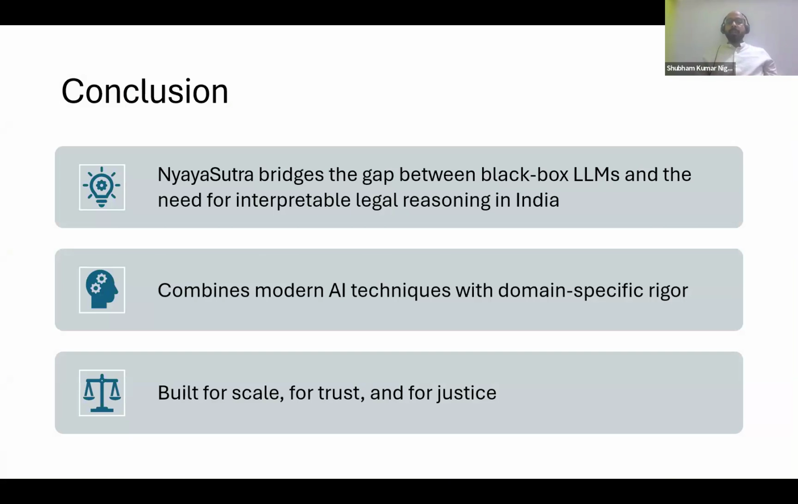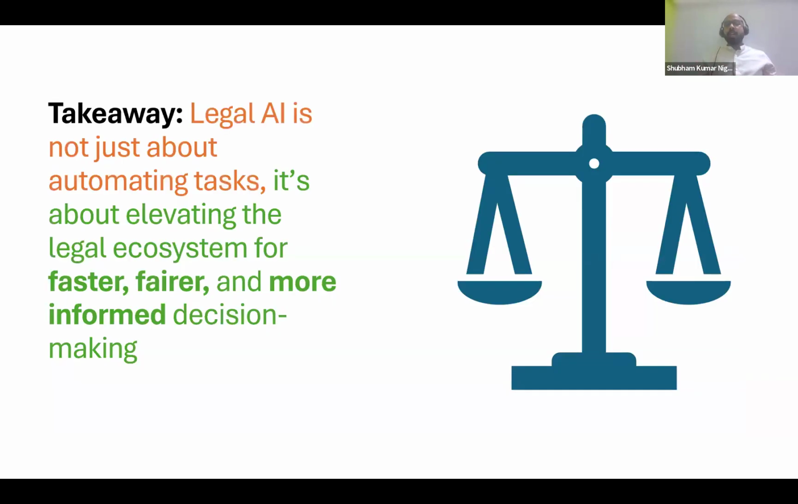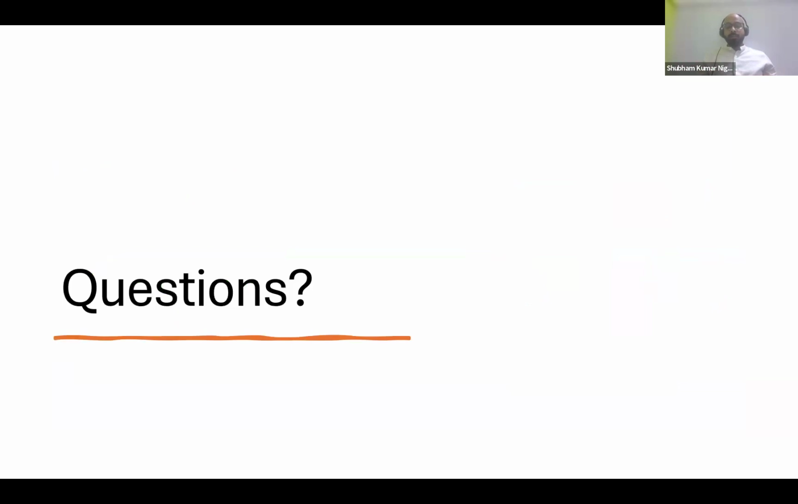So in conclusion, we have NyayaSutra, which bridges the gap between black box models like LLMs and the need for interpretable legal reasoning in India. It combines AI techniques with domain-specific rigor, built for scale, for trust, and for justice. The key takeaway of this talk is that legal AI is not just for automating tasks. It's about elevating the legal ecosystem for faster, fairer, and more informed decision-making systems. Thank you everyone. I'm happy to take questions.